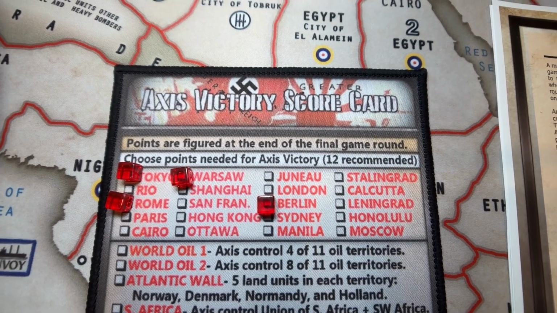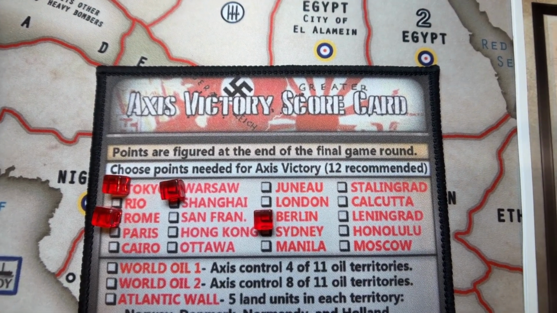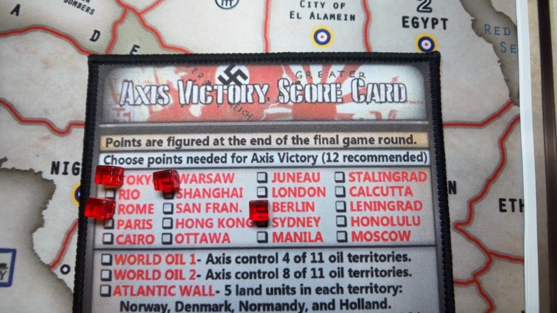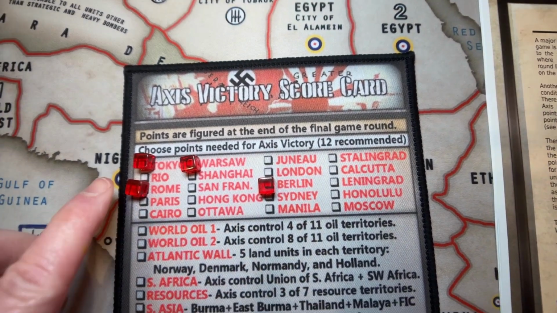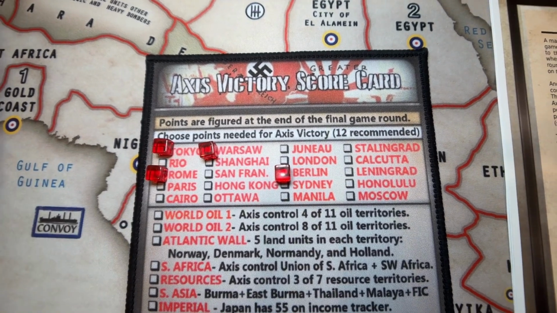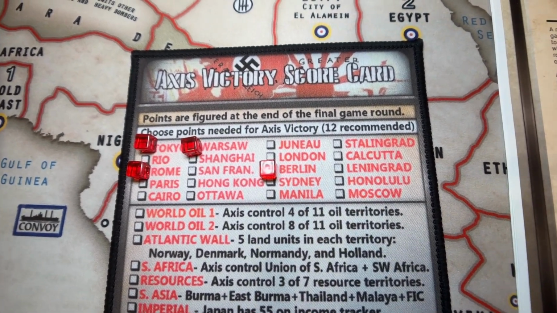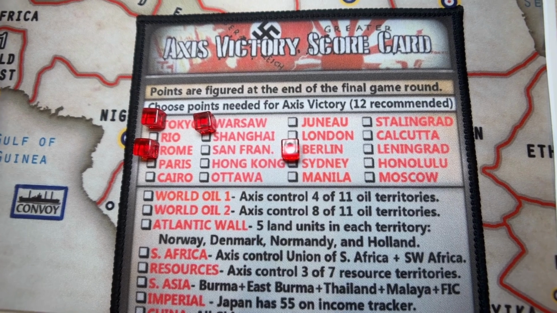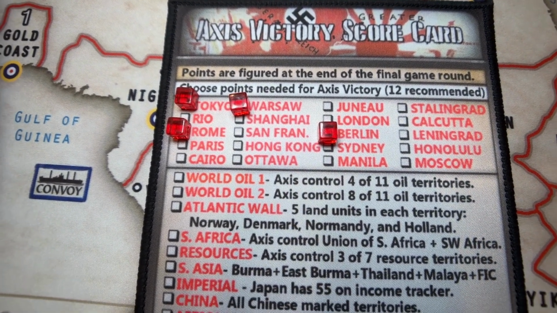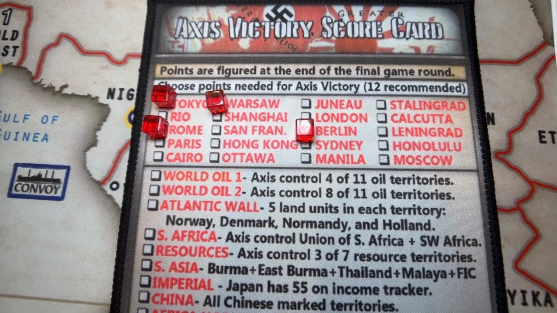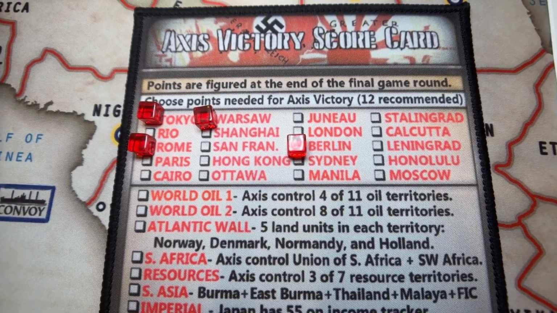But in an 8-round game, the Axis win if they get 12 points. Okay, how do they get 12 points? Well, that's indicated by the little red markers here, and there's a handy dandy little checklist to keep track of those points. The first way to get them is by victory cities, and you'll see some familiar names on that list, each one of them being a victory city and each one of them being worth a point.